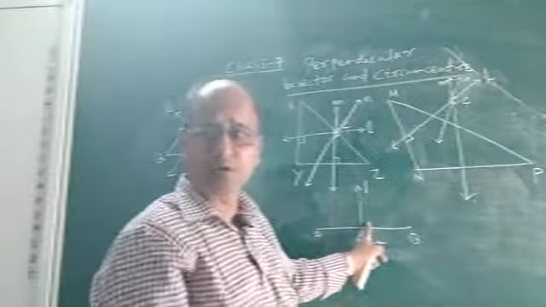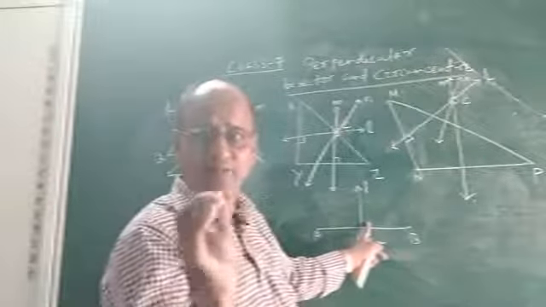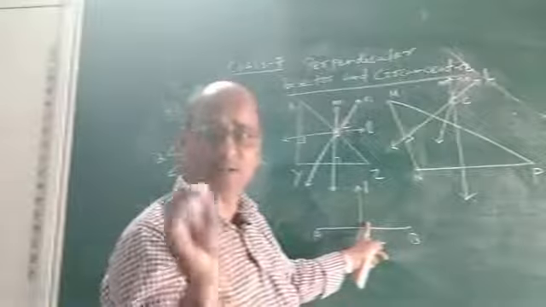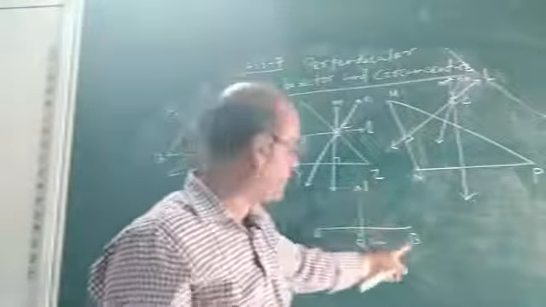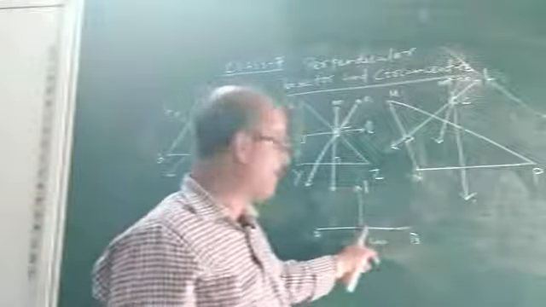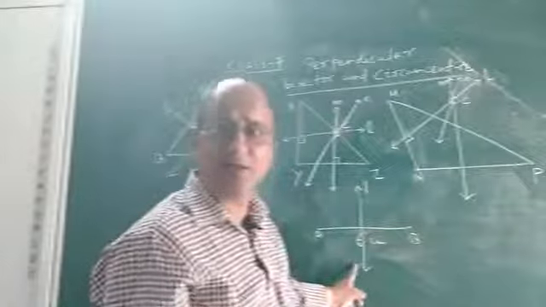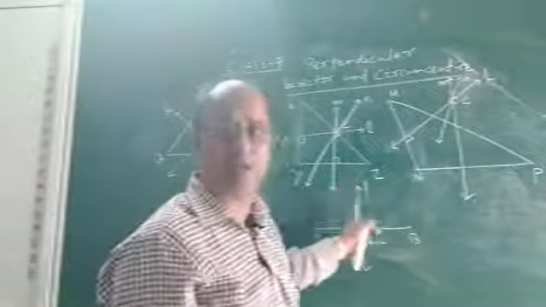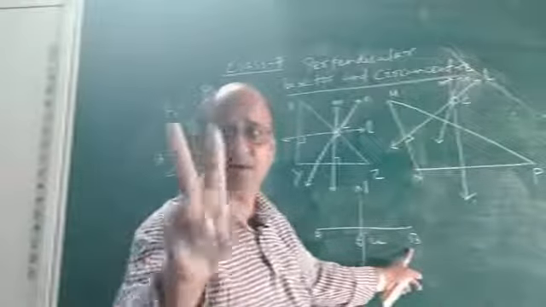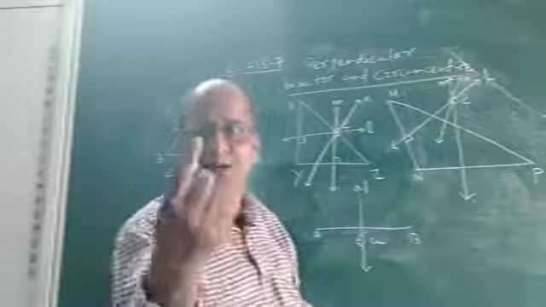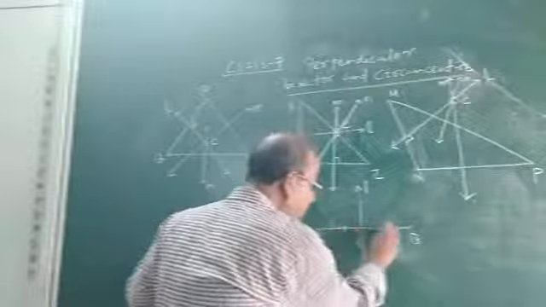I told you in the previous class, perpendicular lines are two lines making a 90 degree angle. If the angle between two lines is 90 degrees, they are called perpendicular lines. So in order that this line L will become perpendicular to AB, the angle between them must be 90 degrees. In order that L will become the perpendicular bisector of AB, it must satisfy two conditions. What are they? This angle should be 90 degrees and these two parts should be equal.